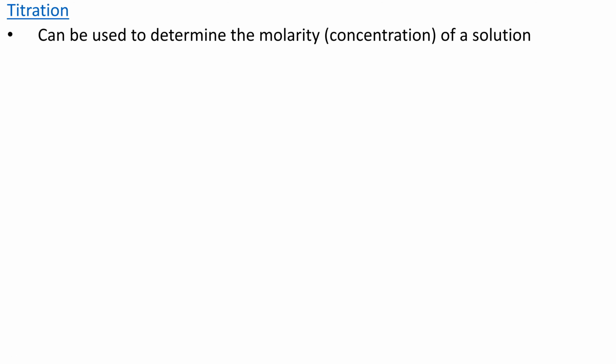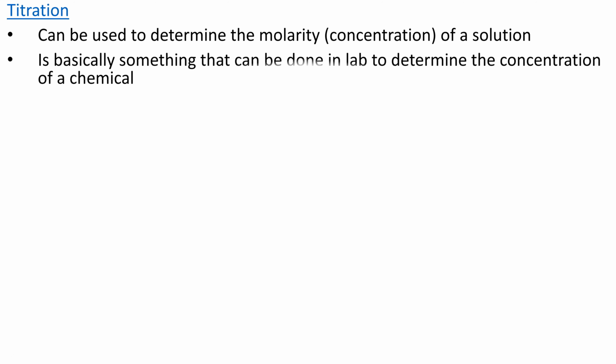All right, the final thing is titration, which in chemistry is used to figure out the concentration of an unknown chemical. Basically it's something you can do in lab to figure out the concentration of anything. And there are different types: there's acid-base titration, there's redox titration. We're just going to talk about acid-base for now.